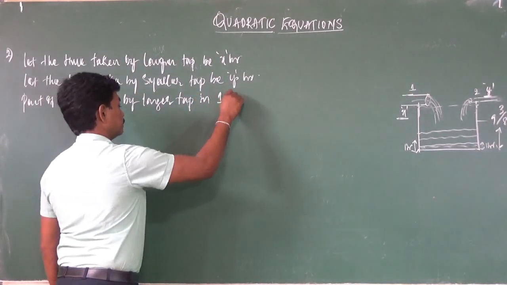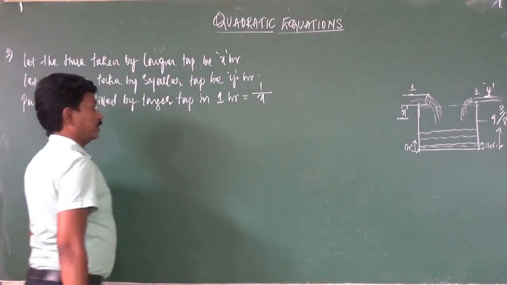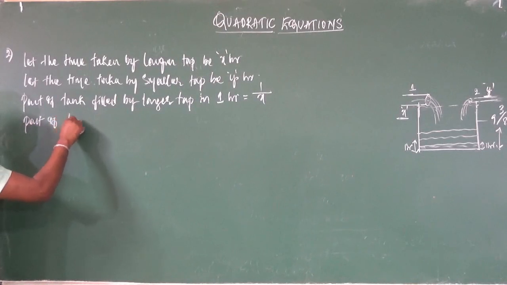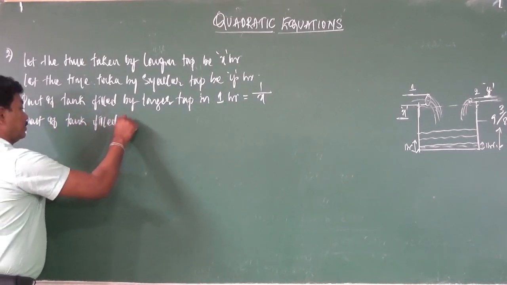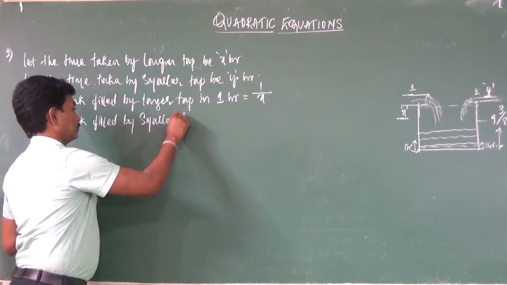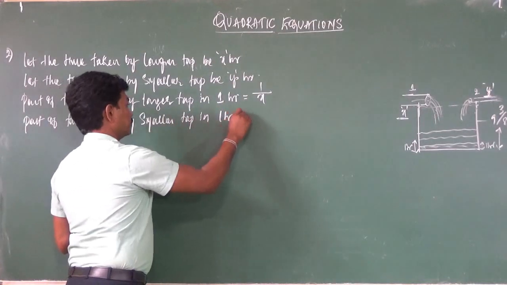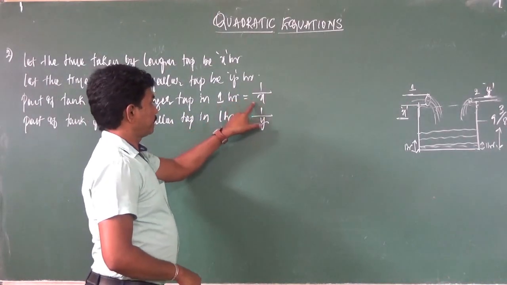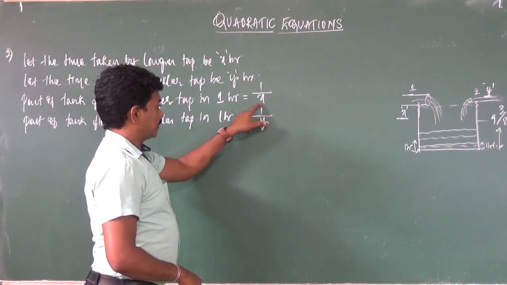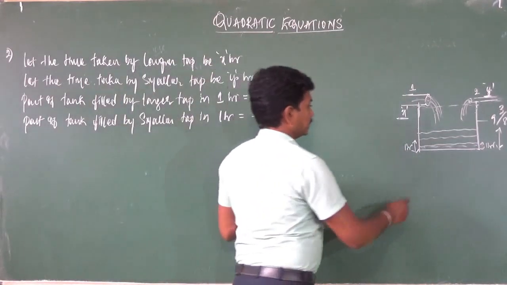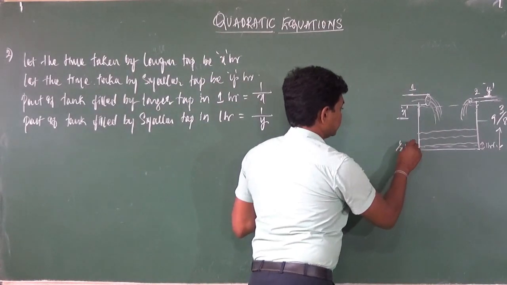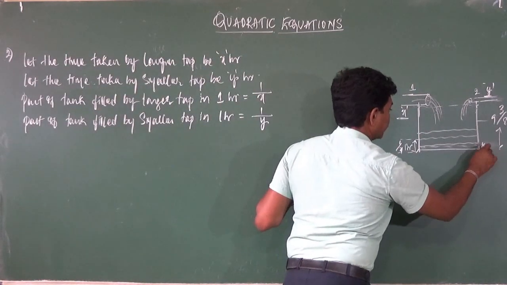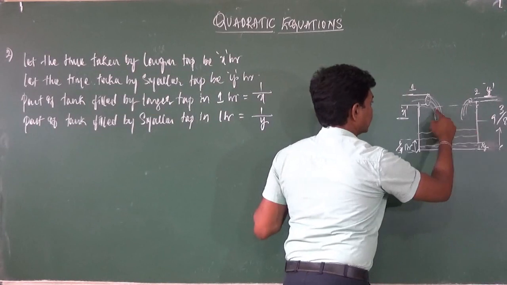tap in 1 hour is equal to, out of x hours it is 1 hour, so that becomes 1 by x. Now the part of the tank filled by smaller tap in 1 hour, so it is taking y hours, so out of y hours it is 1 hour. So this is the part filled by the larger tap in 1 hour, this is the part filled by the smaller tap in 1 hour. That is, this part is 1 by x, and this part I can write as 1 by y.